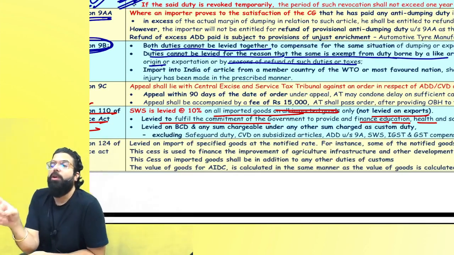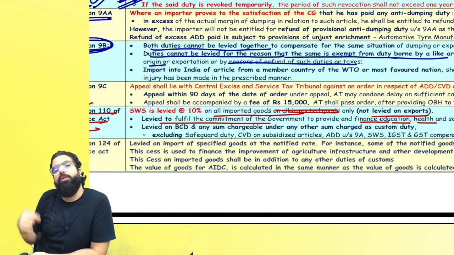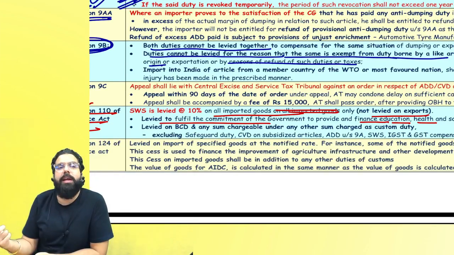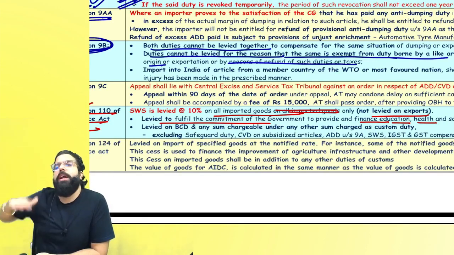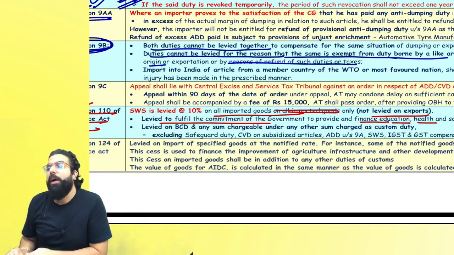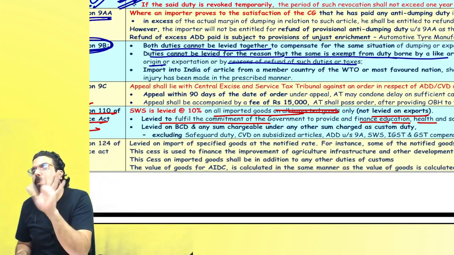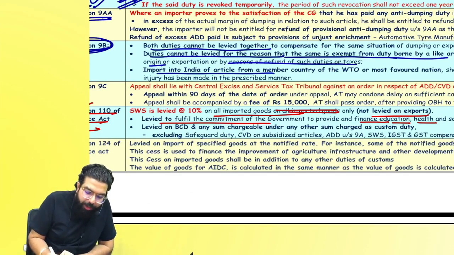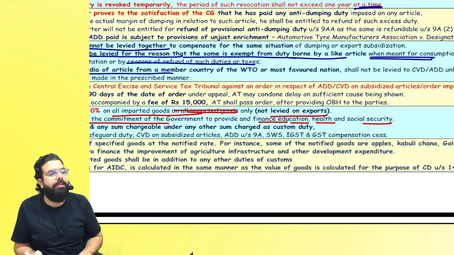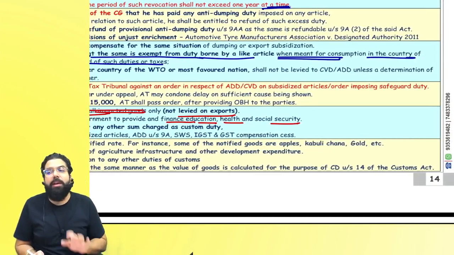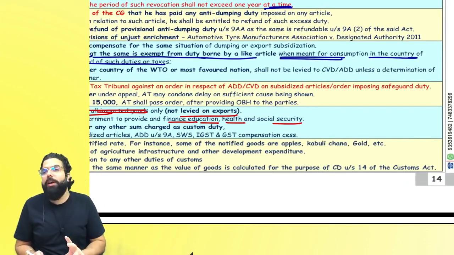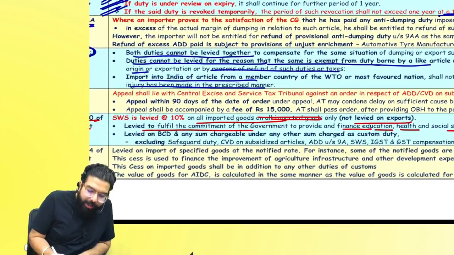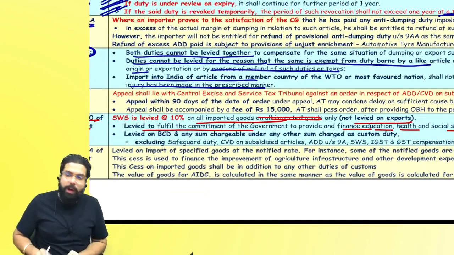No, you can't do that. Might be the exporting country gives a refund of duty because exports get refund of duties. You can't call it a subsidy, or say that they are exporting to the country at a very low price and anti-dumping duty or CVD on subsidized article will be charged. No, you can't do that. Then they say if import is happening from a member of the World Trade Organization or most favored nation, you can't charge CVD or anti-dumping duty unless you determine injury in the prescribed manner. Right, everyone? Please remember this point.